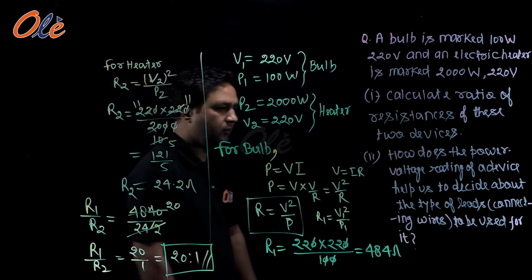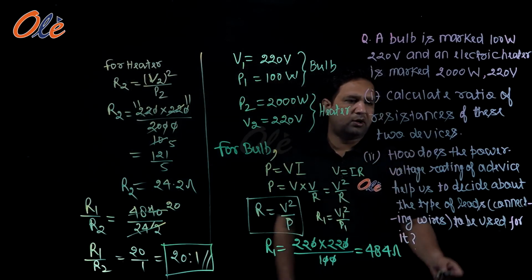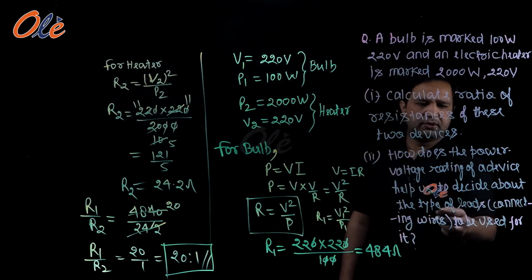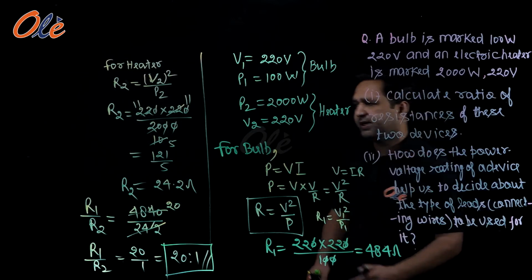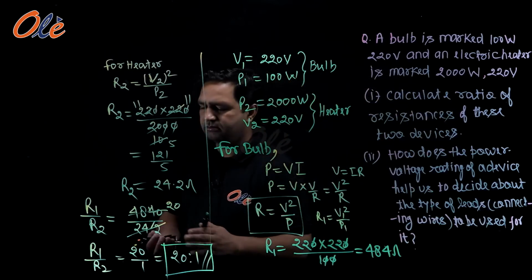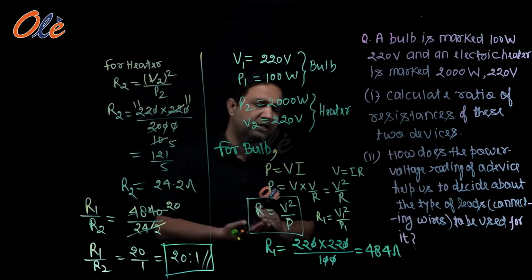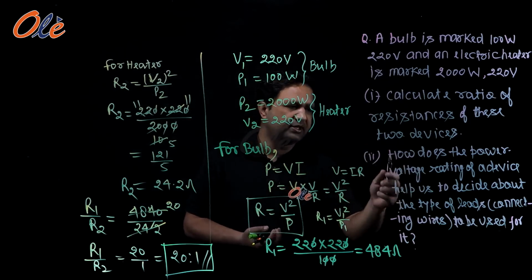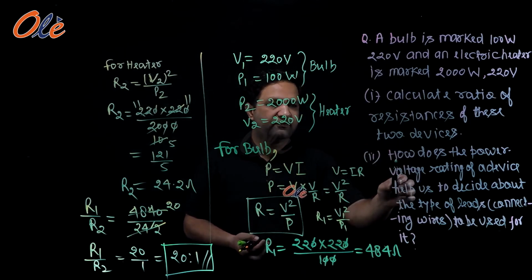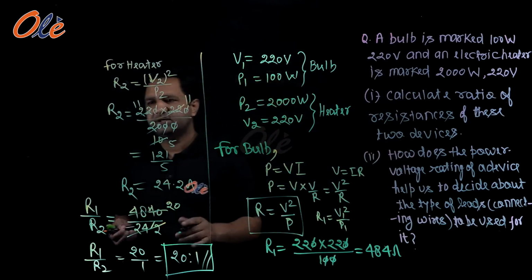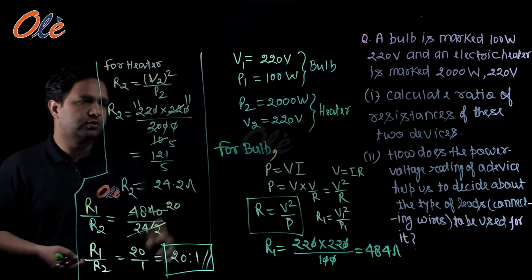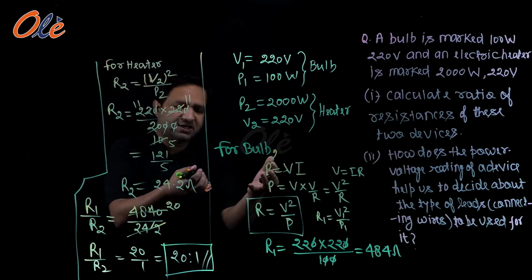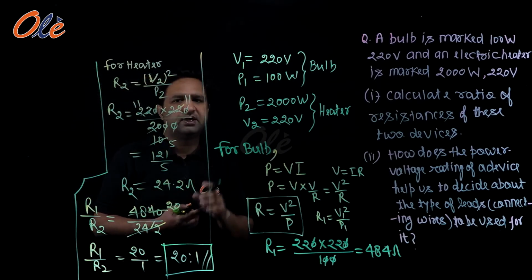Okay, now what is the second one? How does the power voltage rating of a device help us to decide about the type of leads? पावर रेटिंग का क्या एडवांटेज है? हमें अगर पावर रेटिंग किसी इक्विपमेंट की पता है तो what is the advantage of this? So if we know the power rating, we can calculate the current drawn from the appliance, है ना? वो अप्लायंस कितना करंट ड्रा करेगा, दिस वी कैन कैलकुलेट.